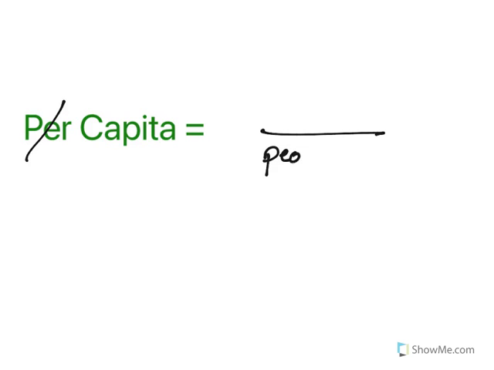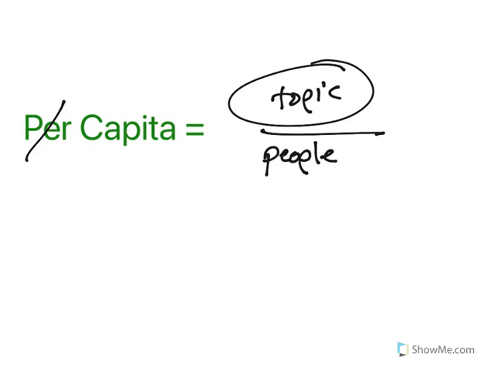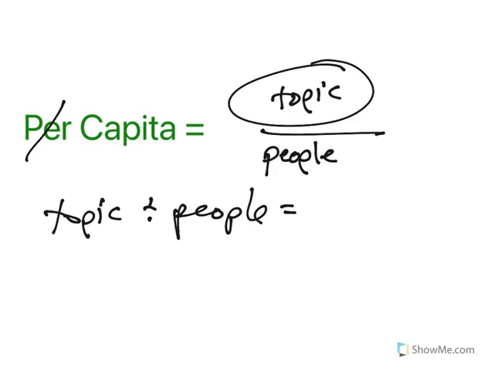You're going to put the amount of people on the bottom, whatever the topic is on the top, and then you are going to divide. So topic divided by the people, and you're going to get yourself a number, and that represents per one person. That is the idea, per one person. So let's do some of these.